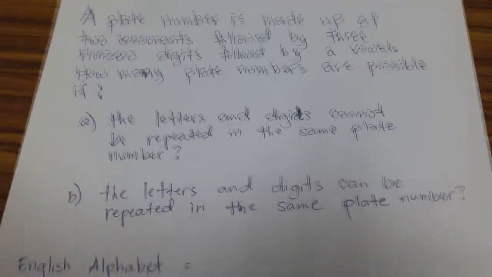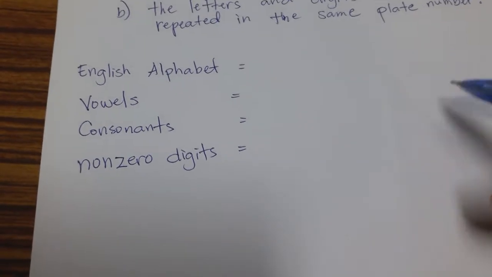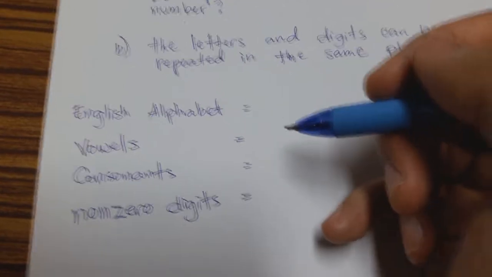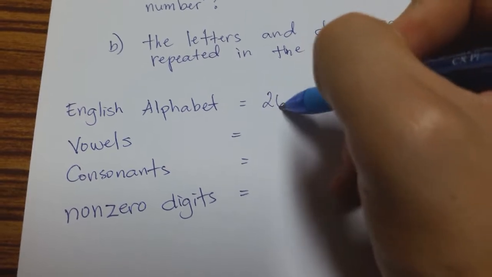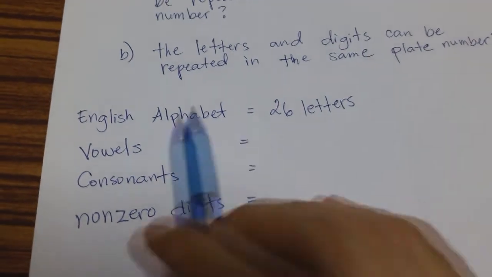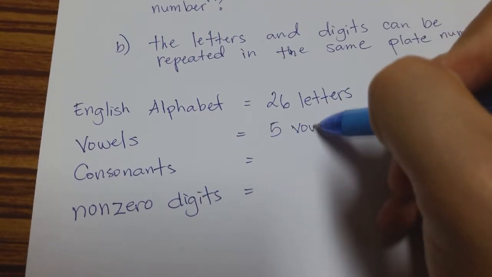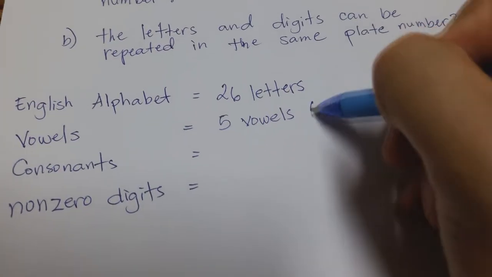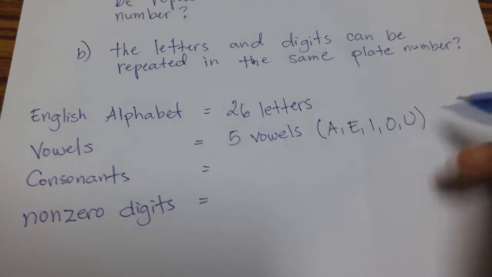Now the first step, let us write the options that we are going to use to solve this word problem. First, how many English alphabet do we have? Very good. We have 26 letters. So from these 26 letters, how many are vowels? Very good. 5 vowels. So you can write it: A, E, I, O, and U.